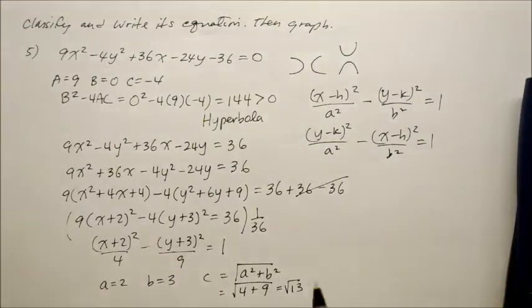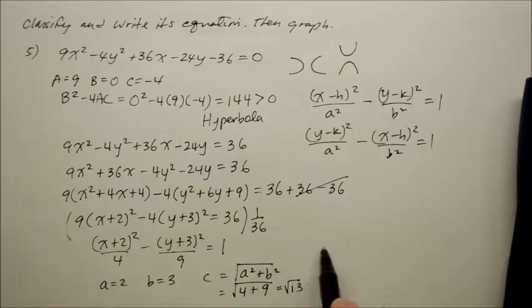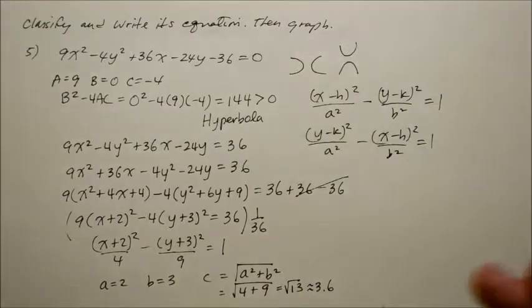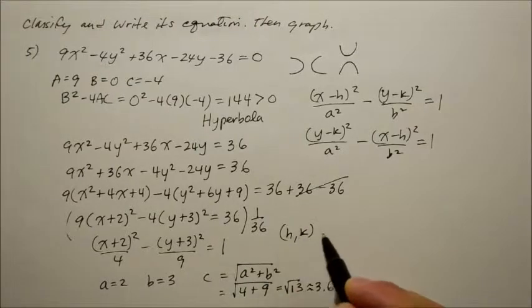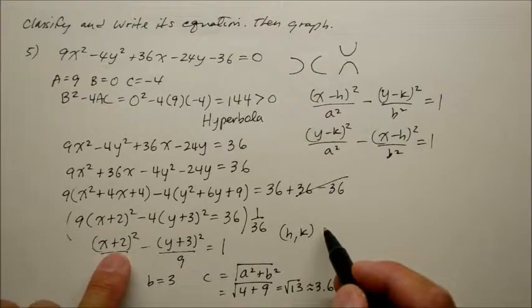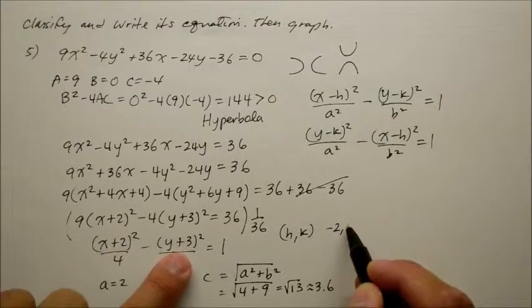That means from the midpoint, between the two vertices, the focus is going to be square root of 13 units away, or 3.6 units away from the midpoint. So approximately 3.6. That's going to help us identify the focus on the graph. And what's the h and the k? The translated midpoint is going to be at the inverse of the 2, which is negative 2 and negative 3.